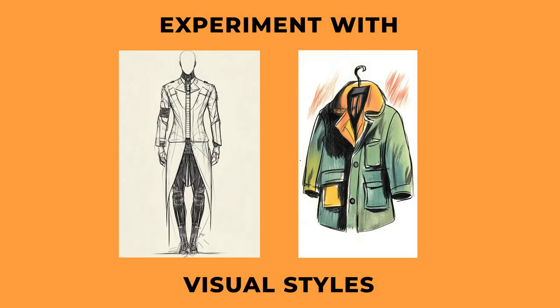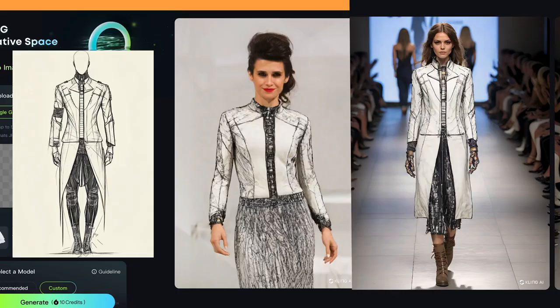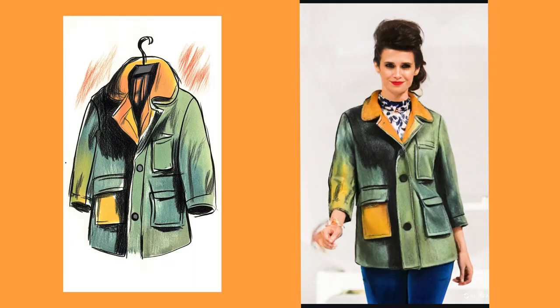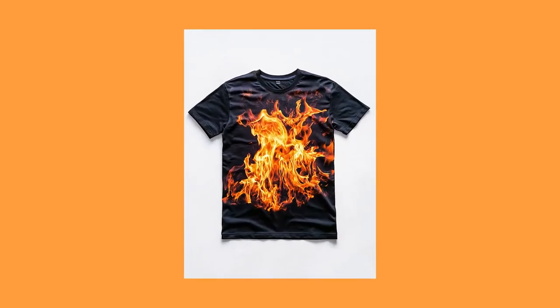And make sure to experiment with different visual styles, as sometimes they do come across in the final product. So as you can see here, I've got this hand-drawn illustration of a costume. And when it's put onto the model, it looks exactly like the drawing, which is a really interesting style. And I found another cool thing you can do.